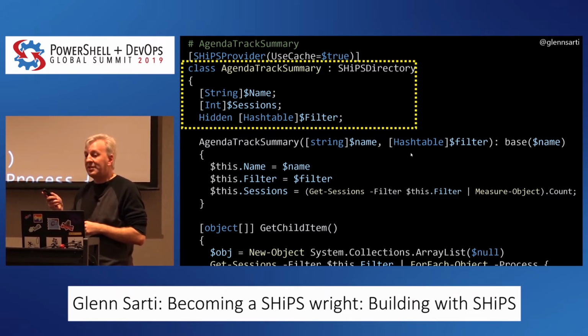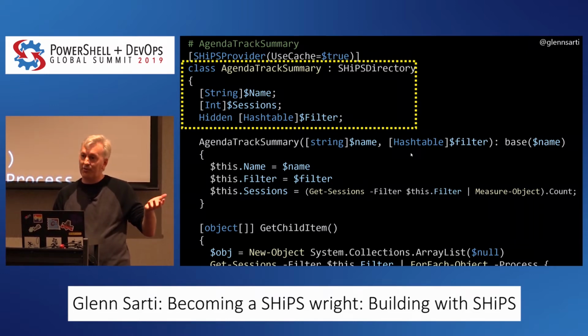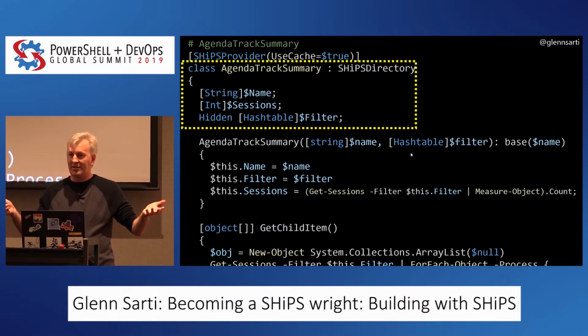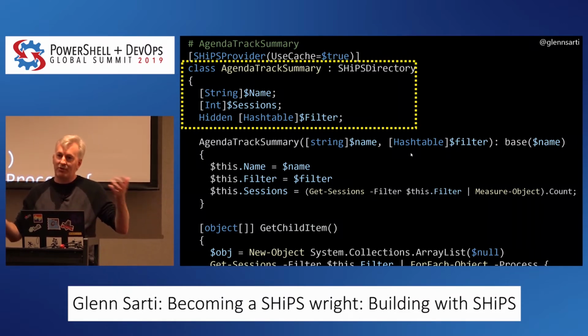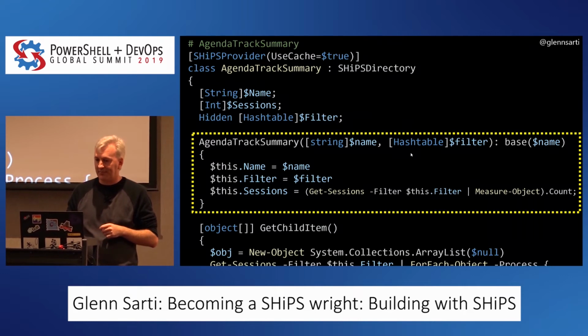And this property is what we're going to know which sessions the track summary will show. For example, the track called all, the filter will be empty. If a track called day one, the filter is going to be day equals 1. Track 2, day equals 2, and so on. And this is how we can use the same SHiPS object for multiple nodes in the DAG.